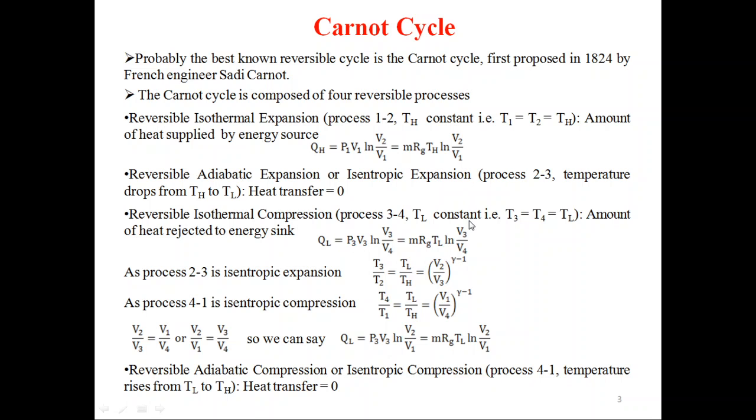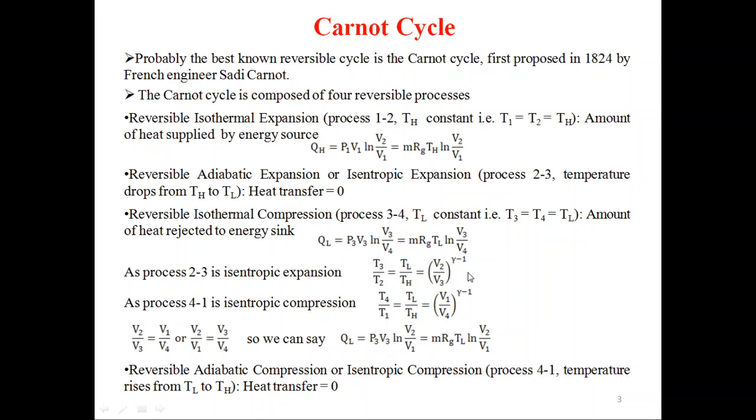V2 upon V1 and V3 upon V4. So we will use the process 2-3, which is isentropic expansion. That is T3 by T2 is equal to TL by TH is equal to V2 by V3 whole raised to power gamma minus 1, where gamma represents isentropic index. Process 4-1 is isentropic compression. So we will have a relation T4 by T1 is equal to TL by TH is equal to V1 by V4 whole raised to power gamma minus 1.